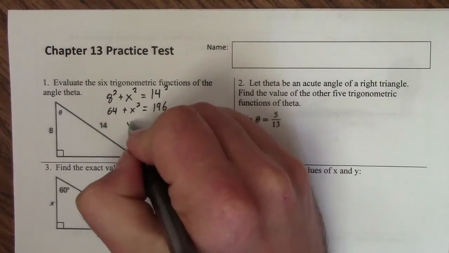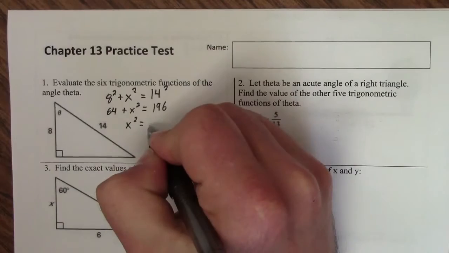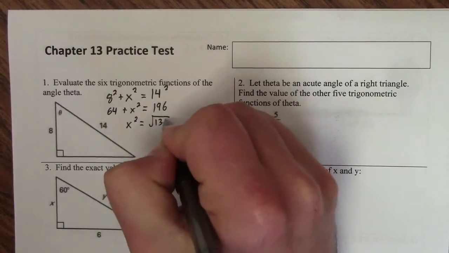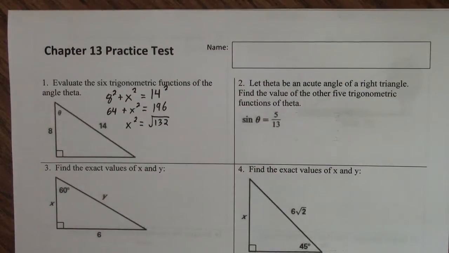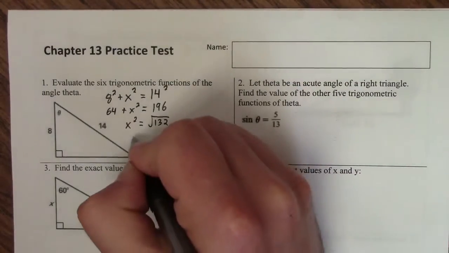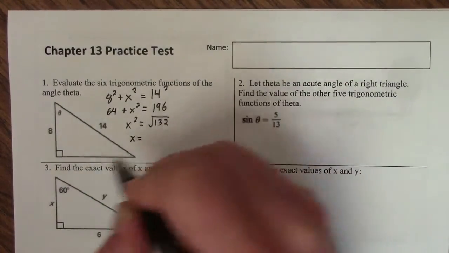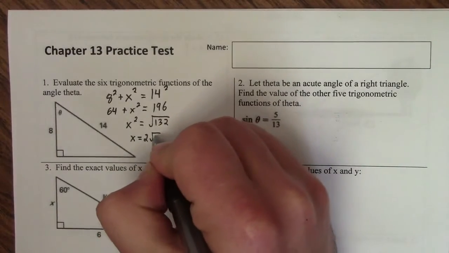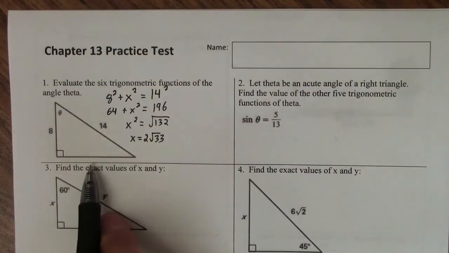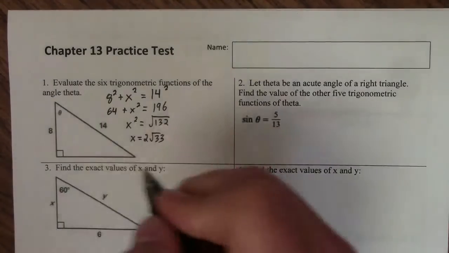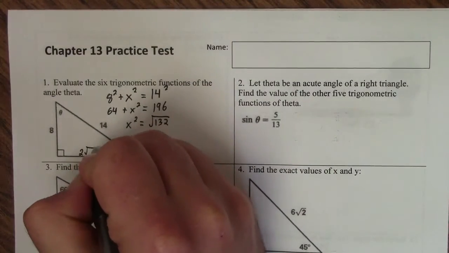So we end up with x squared is 132, and when we simplify, that third side is 2 rad 33. So the length of this third side here is 2 rad 33.